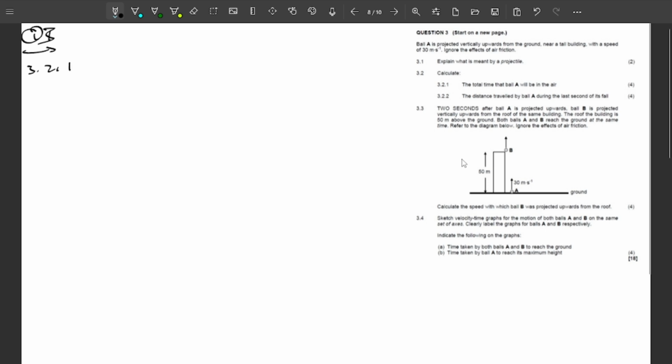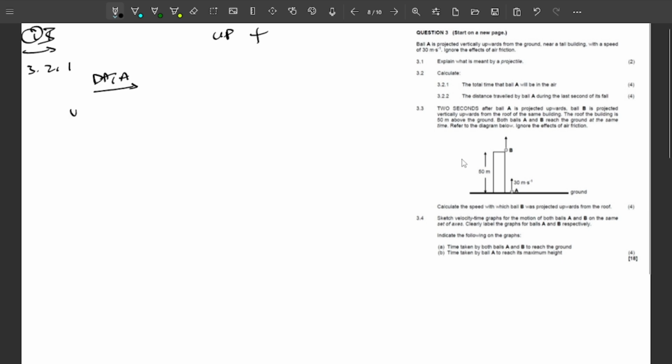Now, which direction are we going to take as positive? Up is going to be positive. That's the one that we are going to be taking. Now they say, calculate the total time that the ball will be in the air. So what are we given? Let's write our data, meaning the information that we were given in order to solve this problem.